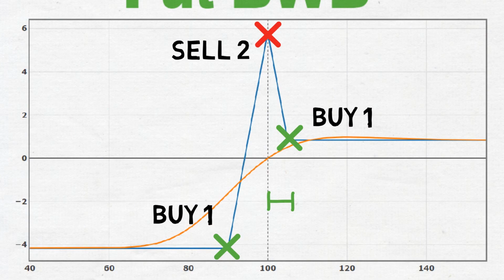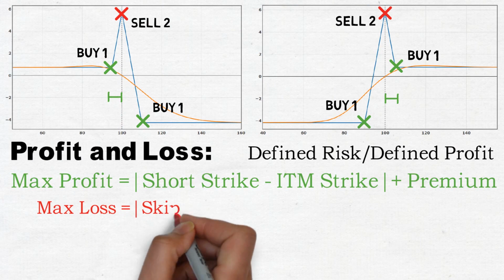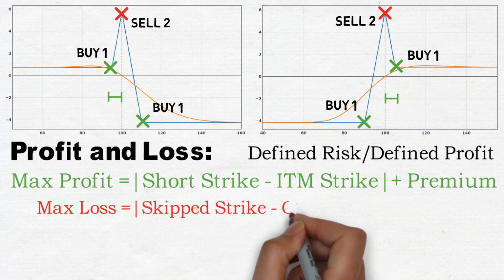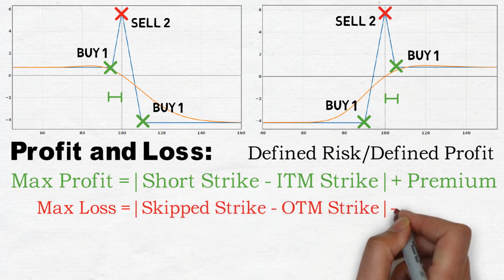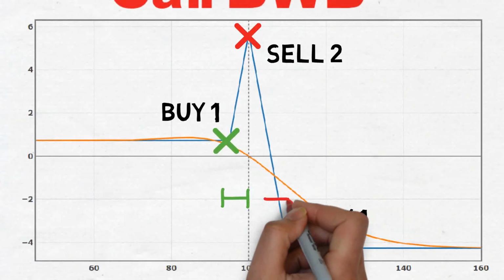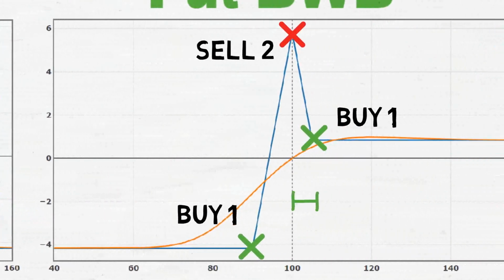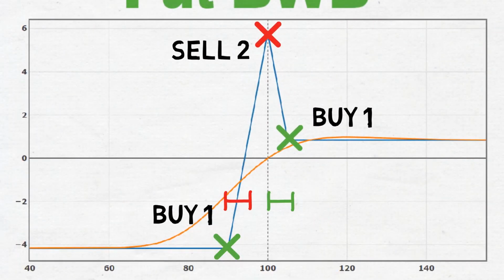The max loss can be calculated very similar. All you have to do is subtract the premium received from the distance between the skipped strike and the out of the money strike. On the chart for call broken wing butterflies, that's this distance. And this distance here for put broken wing butterflies.